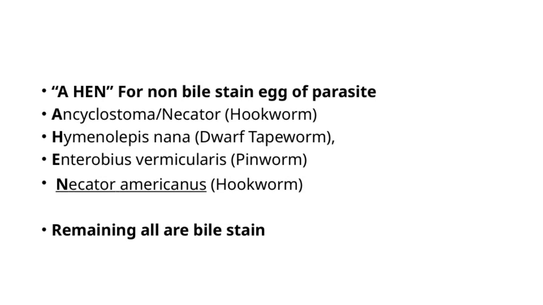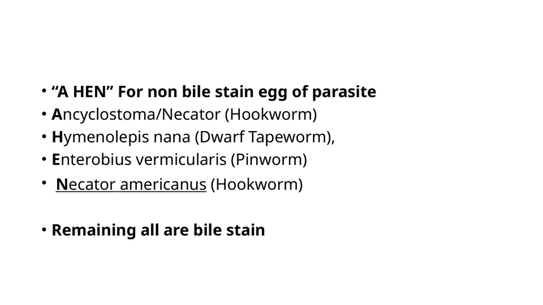Let's talk about the significance of the hen concept here. When we see a non-bile stained egg, it often indicates the presence of certain parasites. For example, Ancylostoma or Necator, which are hookworms, typically produce non-bile stained eggs. Similarly, Hymenolepis nana, known as the dwarf tapeworm, and Enterobius vermicularis, or pinworm, also tend to produce eggs without bile stain. Additionally, Necator americanus, another type of hookworm, follows this pattern.